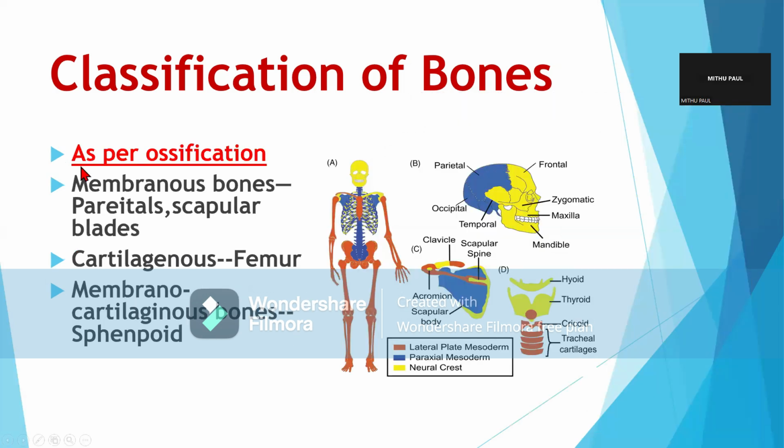Now, as for ossification, this is another separate point. The ossification will be taught to you in detail in the next presentation. So as per ossification, how is the bone developing? Via ossification within a cartilaginous model or via ossification on a membranous structure, or both ways. That divides the bones into bones having membranous ossification, such as the flat bones, parietal, scapular blades, etc. Cartilaginous, mainly the long bones, and membranocartilaginous bones, which are partly flat and partly having substance, such as the sphenoid, lying at the base of the skull.